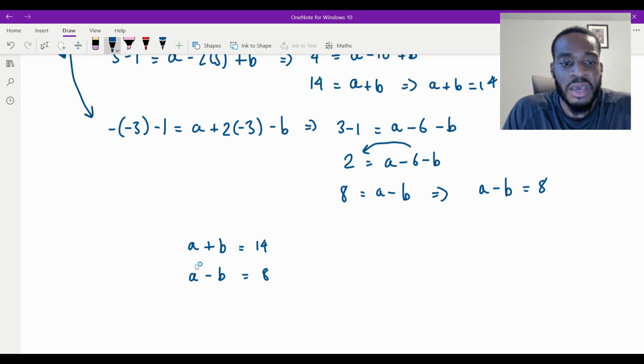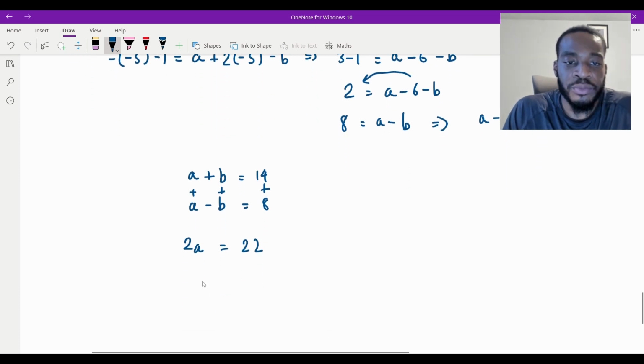Let me add them two together. So add. That's going to be 2a. The b's are going to cancel. 14 plus 8 is 22. So 2a is going to equal 22. And then a is going to equal 11.